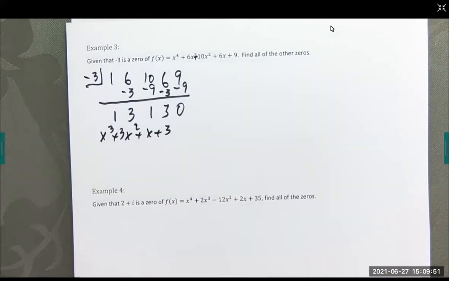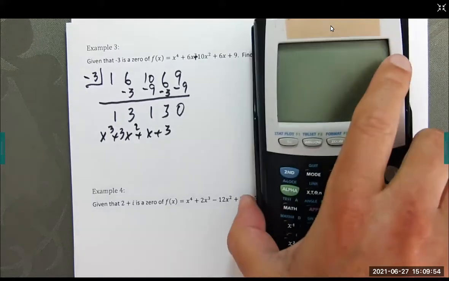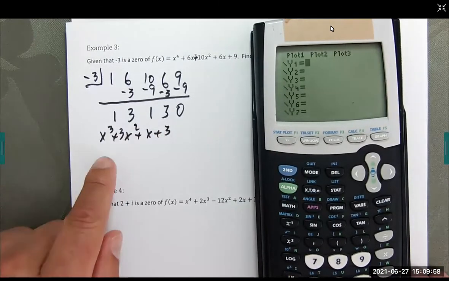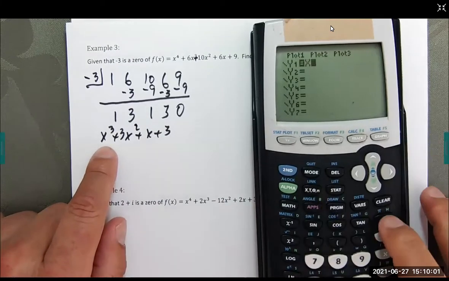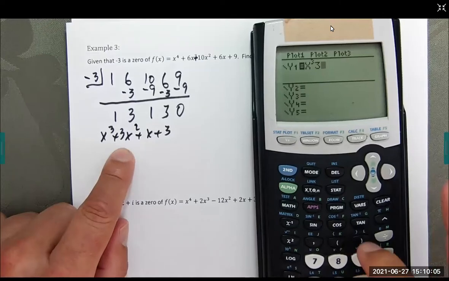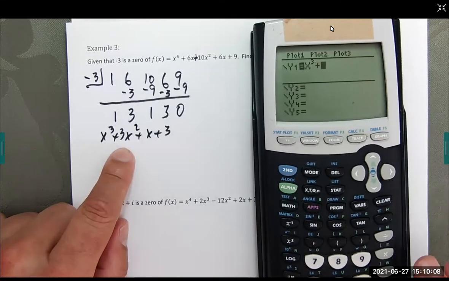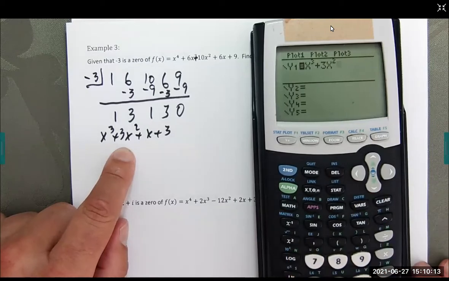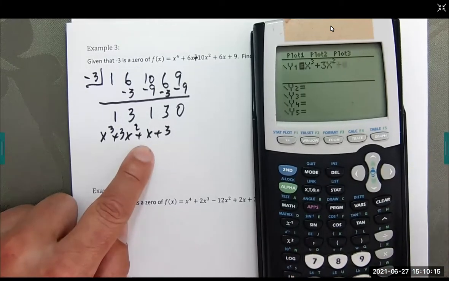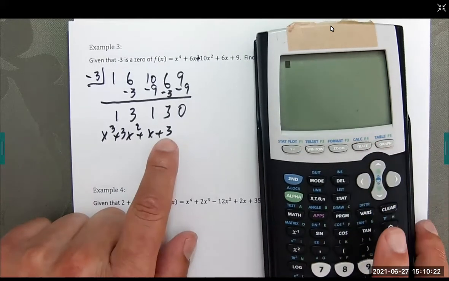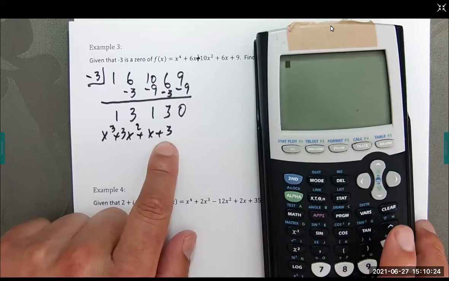And I want to show you a little trick. We're going to use this quite a bit today. So I go to y equals, and I'm going to type in this polynomial. So x raised to the 3rd power plus 3x squared plus x plus 3. And I'm going to see if there's another zero. So it's either going to be 1, negative 1, 3, or negative 3 as a possibility of factoring it.